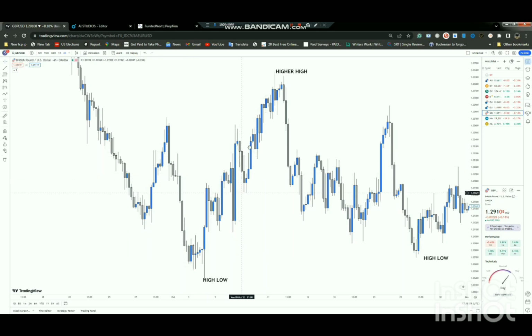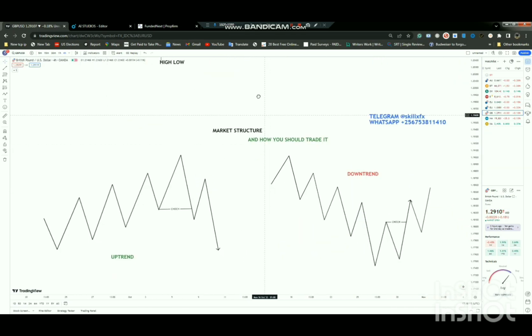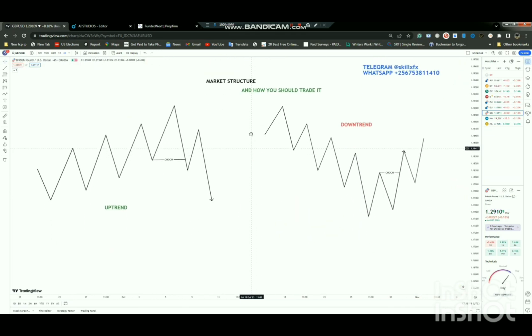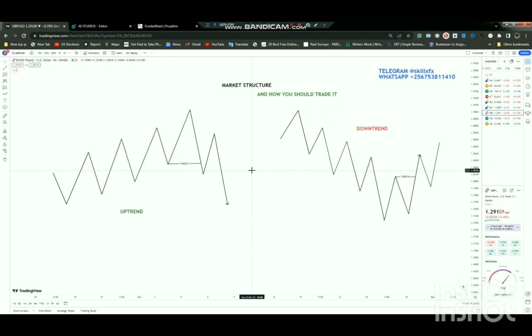So many people have been talking about market structure and how you should be trading, how you should be looking at the market, how the market is trending, how the market is moving. So today I'm going to explain deeply how the market really moves, for those who are beginners and both the beginners and the advanced guys.